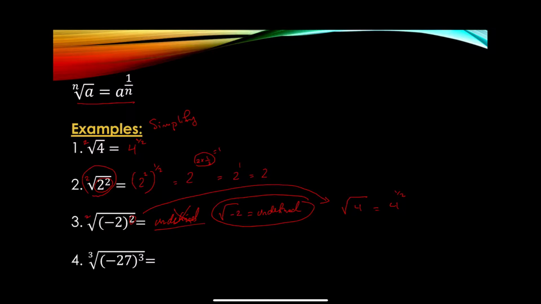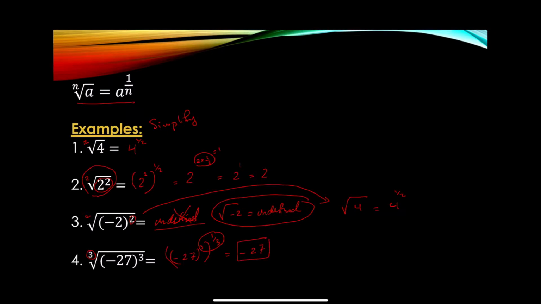Now what about the cube root of (-27) to the power 3? This will be -27 to the power 3, all of this to the power, flip this, 1/3. We know that 3 times 1/3, anything multiplied by the reciprocal of the same number, the answer is equal to 1. So the answer is -27.